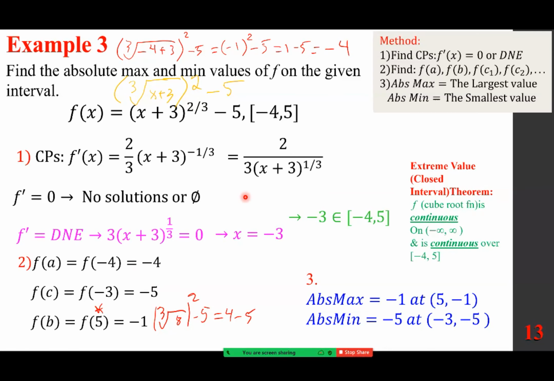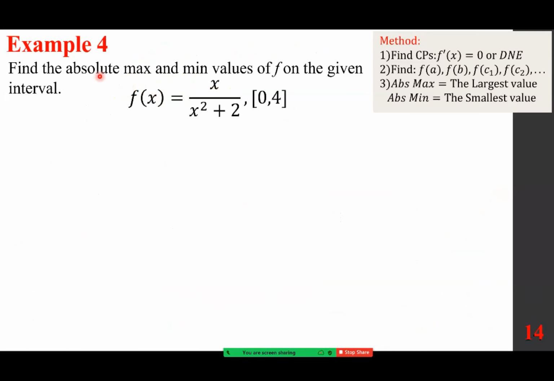Let's move on. We want to find the absolute max and min for this function in the interval of 0 and 4. Let's first find the domain. This is a rational function. What is the domain of any rational function? You find the denominator and you exclude that.